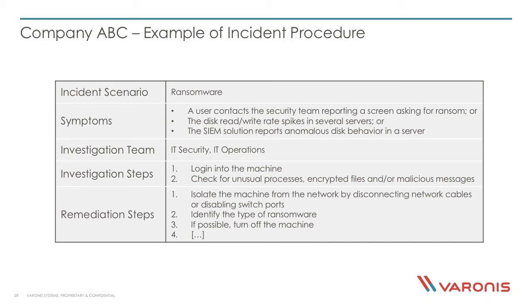The investigation team is the IT security, but it also needs the help from the IT operations. The investigation steps are: log into the machine and check for unusual processes, encrypted files, or malicious messages. And to remediate, the steps are: first you isolate the machine from the network, then you identify which type of ransomware, then if it's possible you turn off the machine, and so on. And of course, this procedure will vary according to the specific type of ransomware, but it is a good base for the incident response team.